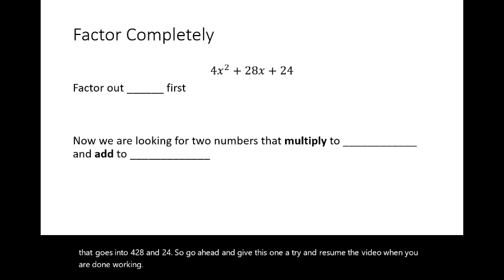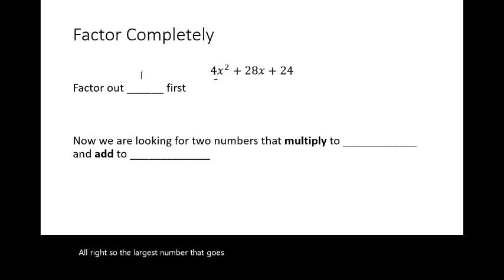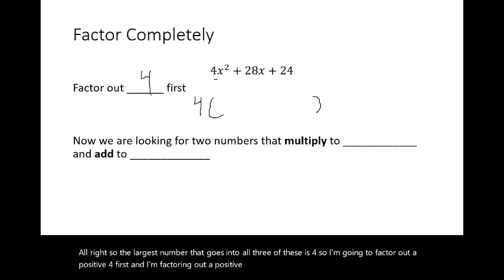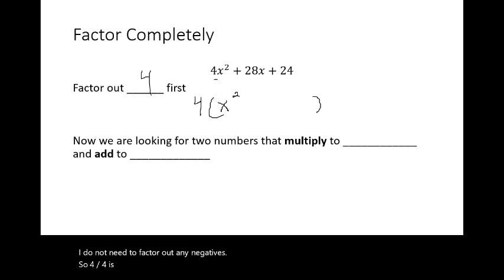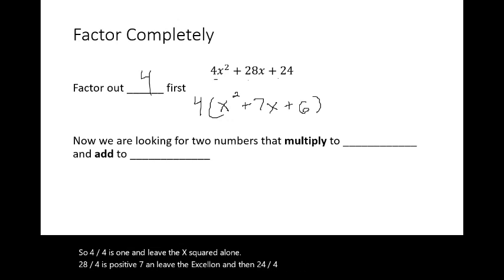All right, so the largest number that goes into all three of these is 4. So I'm going to factor out a positive 4 first, and I'm factoring out a positive 4 because the leading coefficient is positive and I do not need to factor out any negatives. So 4 divided by 4 is 1 and leave the x squared alone. 28 divided by 4 is positive 7 and leave the x alone. And then 24 divided by 4 is positive 6.